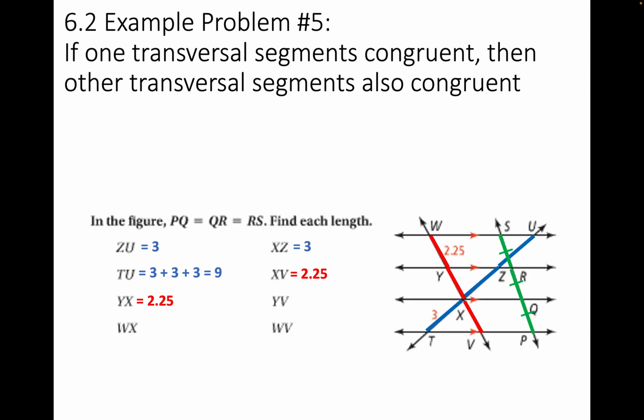If I look for YV, YV is this piece plus this piece, that's two 2.25s, that must be equal to 4.5. WX is just equal to WY plus YX, so that's again two 2.25s, that must be 4.5. And finally, WV must be equal to this section of 2.25 plus this section of 2.25 plus this section of 2.25, put them all together and I get 6.75.